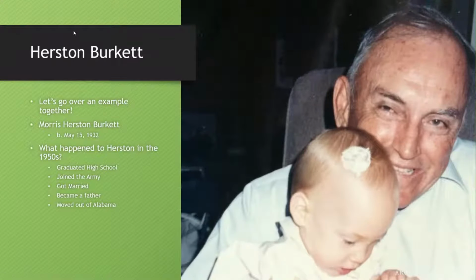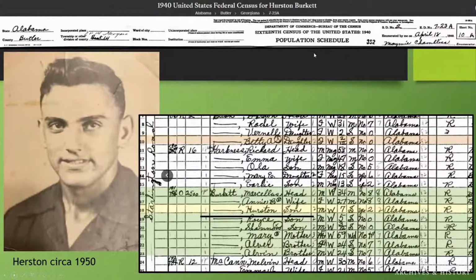Okay, so let's go over an example. This is my grandfather, and he was born in 1932, and he is going to be on the 1950 census. I've seen him on the 1940, so I know where he was in 1940, but I've obviously never seen him on the 1950 census. And a lot happened in the 1950s to him. He graduated high school, he joined the Army, he got married, he moved out of Alabama, and he also became a father. And that's me and him many, many years after 1950. So this is him circa 1950.